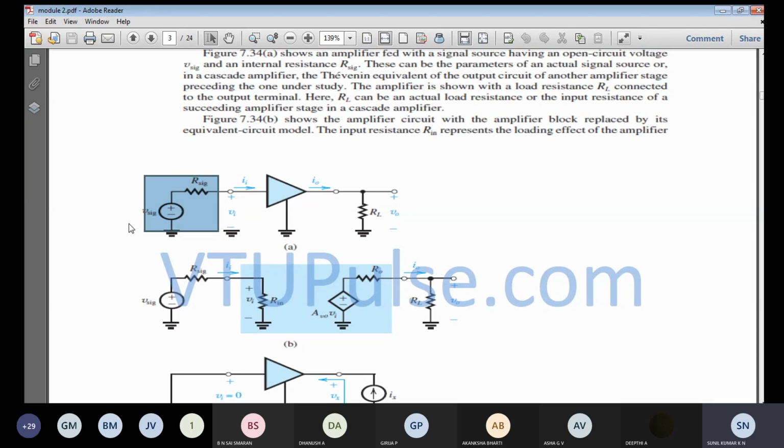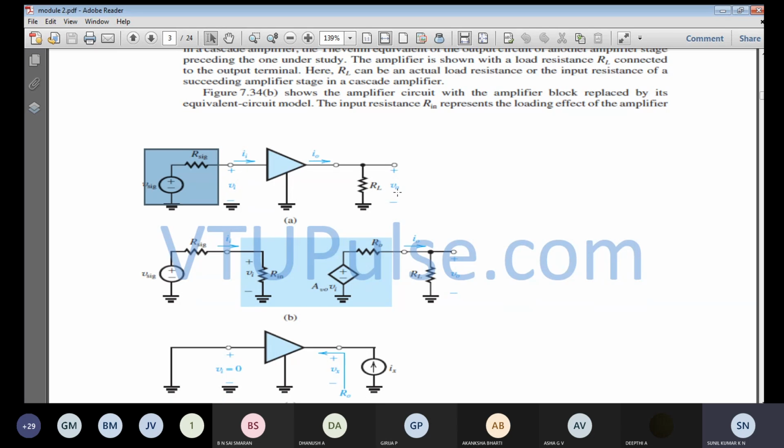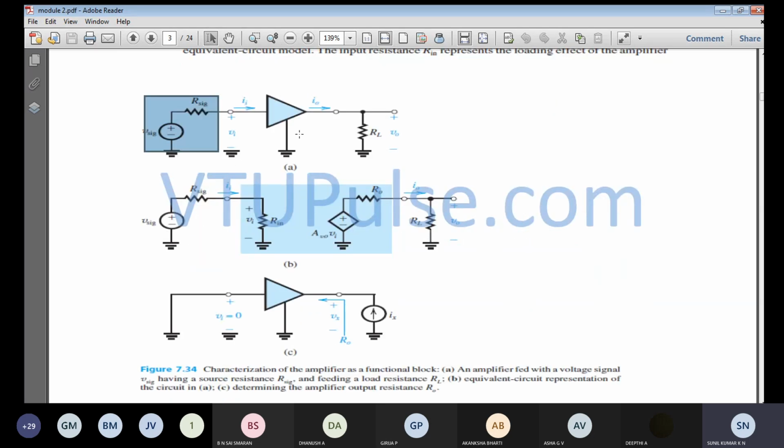So this can be an actual signal source, or it can be considered as the output voltage, the output signal from the preceding stage of an amplifier. That can be considered as an input, and it will be given to the current amplifier stage. So that is what the general block diagram of the amplifier is going to represent.